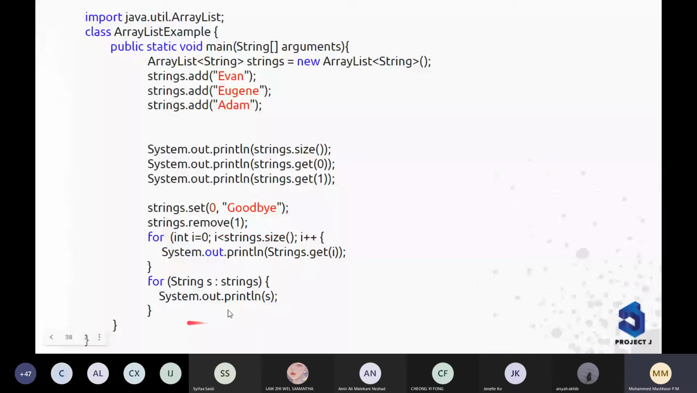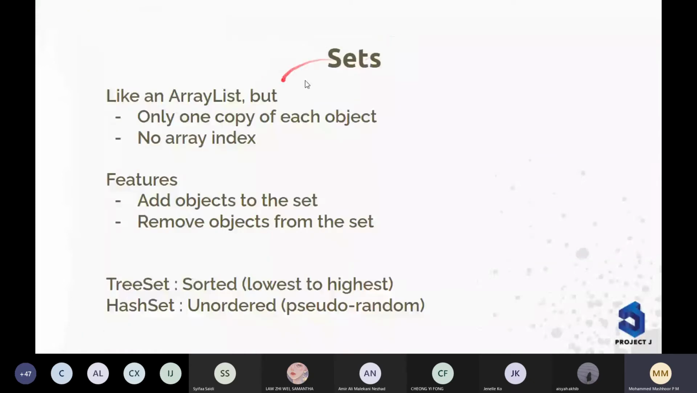This is somewhat simple, and you guys can check it out as well. Okay, now we'll move on to another class, which is sets. A set is actually like an array list, but it only has one copy of each object, and it does not have any indexes at all. The features are just like array list: it can add objects and remove objects from the sets.